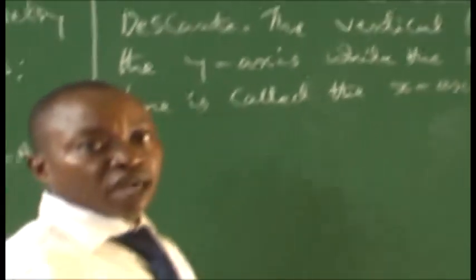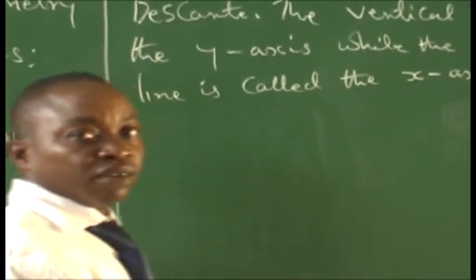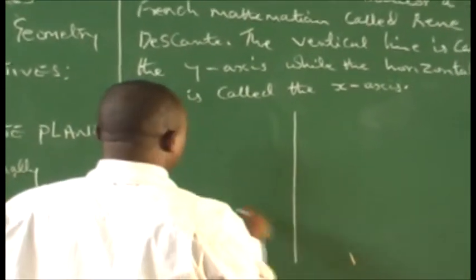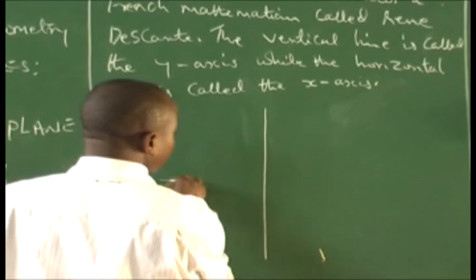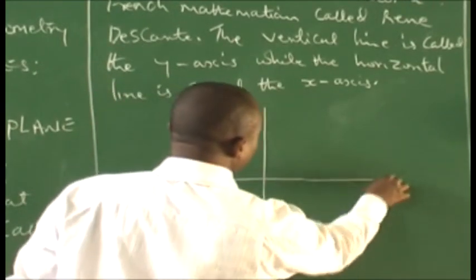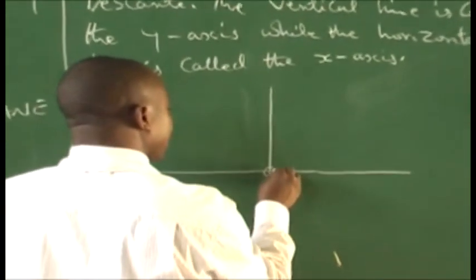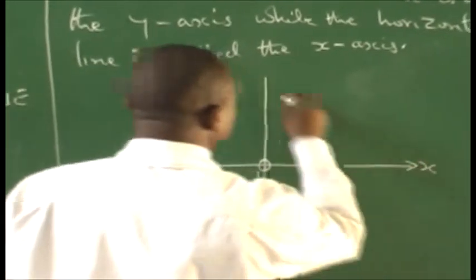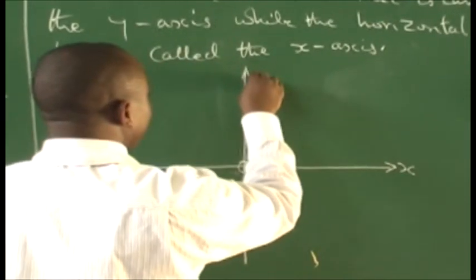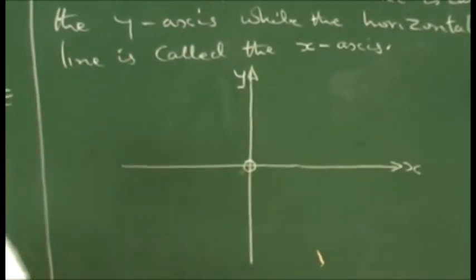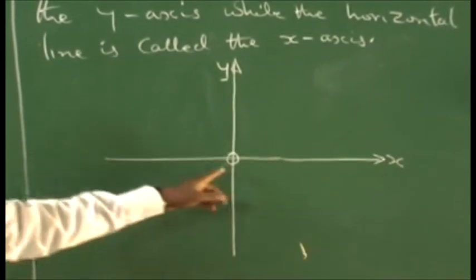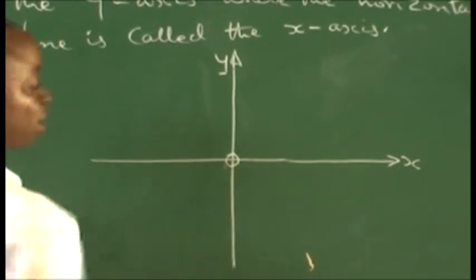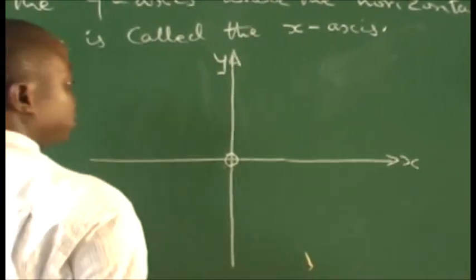Now, I want to show the diagram of the Cartesian coordinate plane. We say it's two mutually perpendicular lines. So they intersect at a point called origin. Now this one is x-axis, and in this way we have the y-axis. So they intersect at this point. This is the y-axis, this is the x-axis. We will continue the definition.